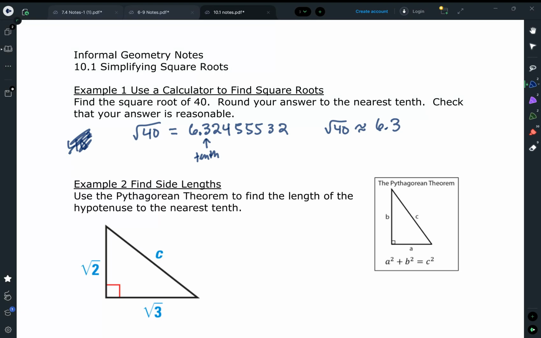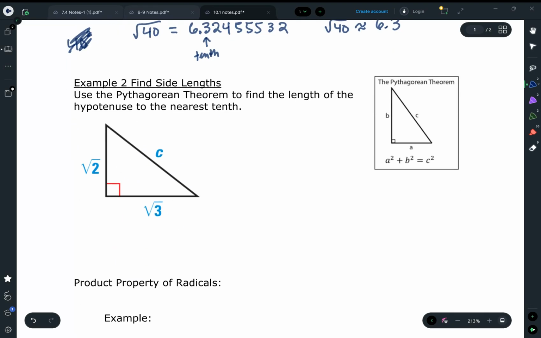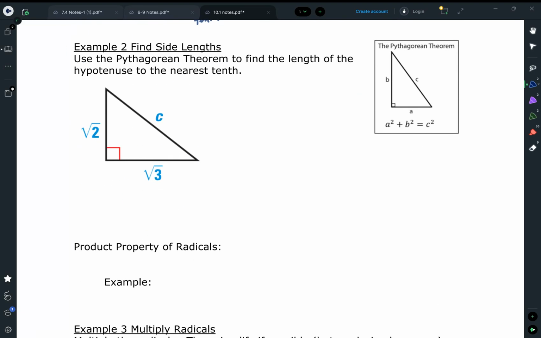So for our first example, I guess that was our first example, but it was more calculator use. For example 2, we're trying to find our side lengths using the Pythagorean theorem. I put the Pythagorean theorem in a little box over here if you've forgotten. Remember, C is your hypotenuse. It is the longest side, and it is across from the right angle.